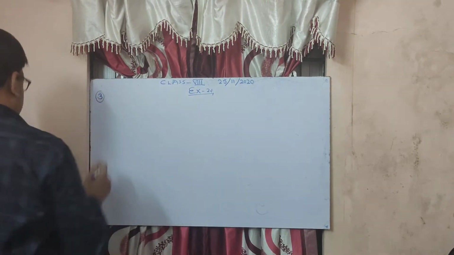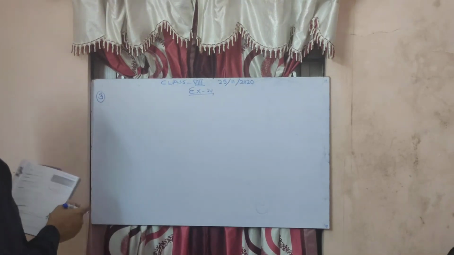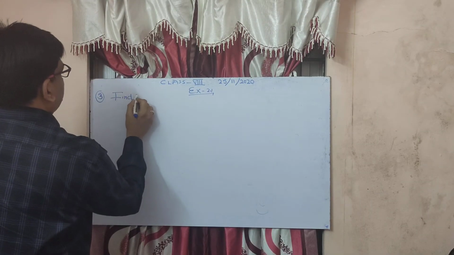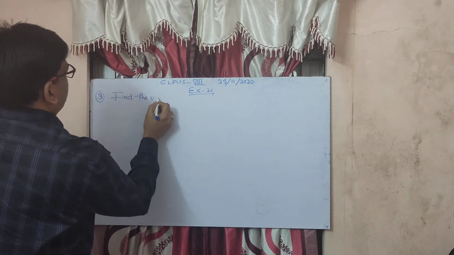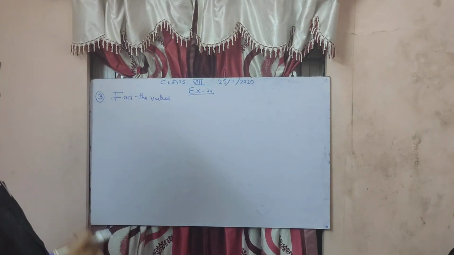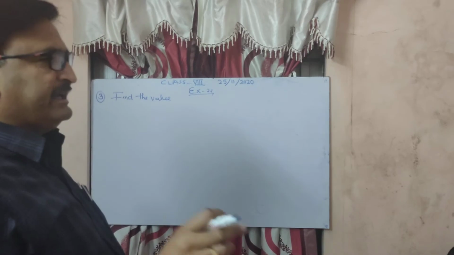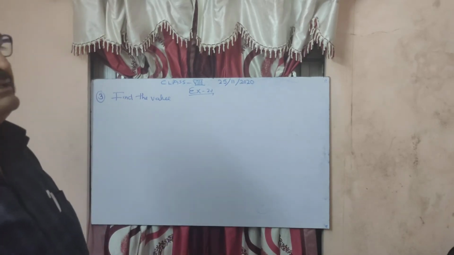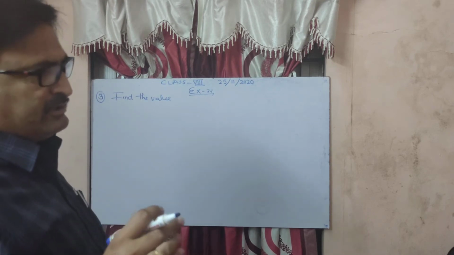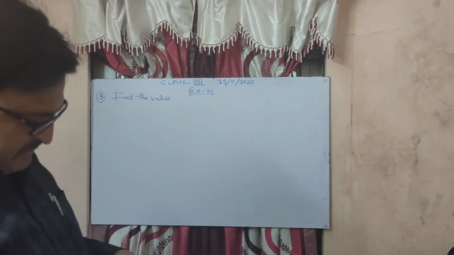Now question number 3. Find the value. Value means first of all you have to simplify it and you have to find the value. You should not write in the form of powers. You have to multiply the powers and you have to write the answer. Okay. First one.